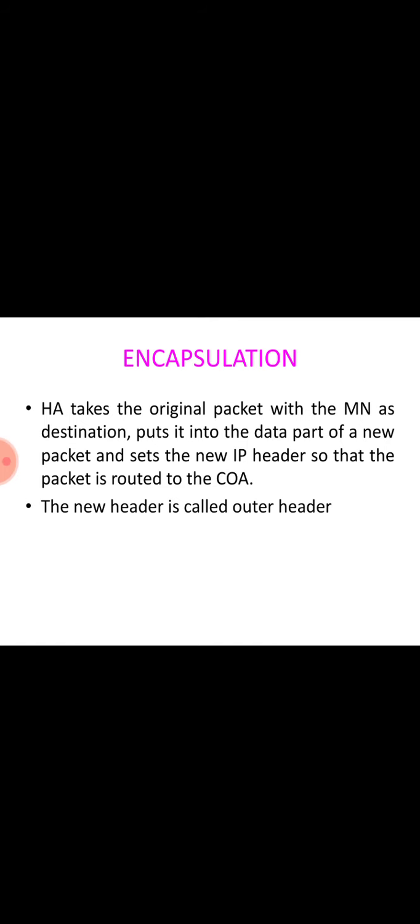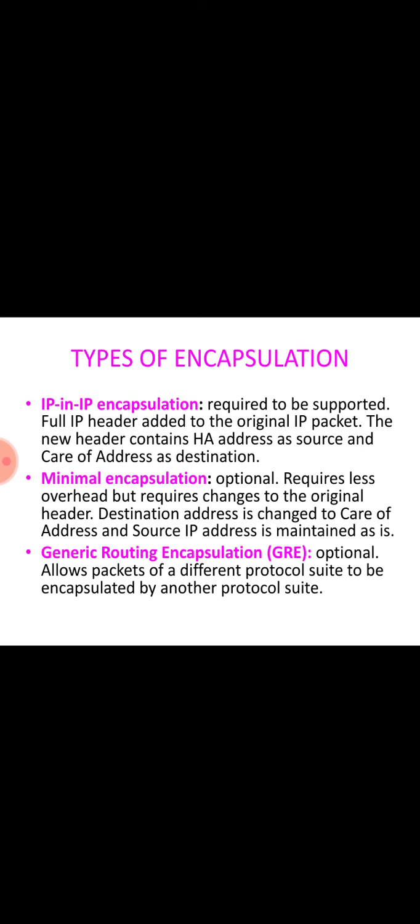as is the case of IP-in-IP encapsulation. There are three types of IP encapsulation. That is, IP-in-IP encapsulation is mandatory, whereas the other two are optional. Minimal encapsulation requires less overhead but requires changes to the original header. Generic routing encapsulation allows packets of different protocols to be encapsulated by another protocol suite.